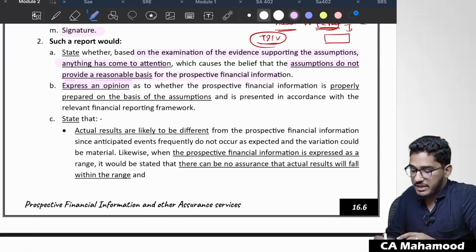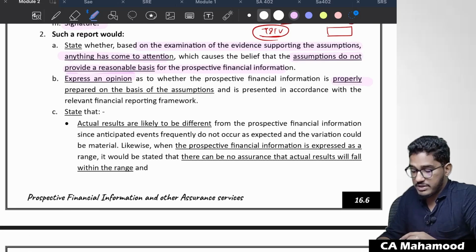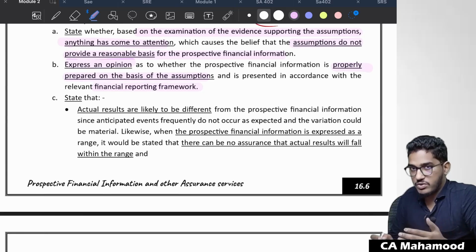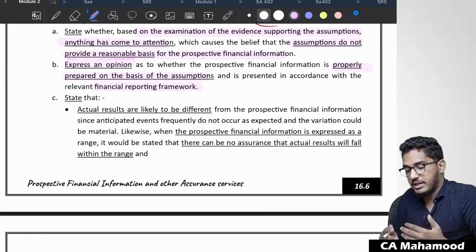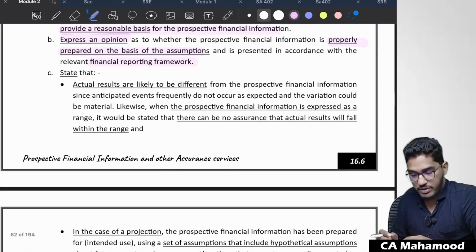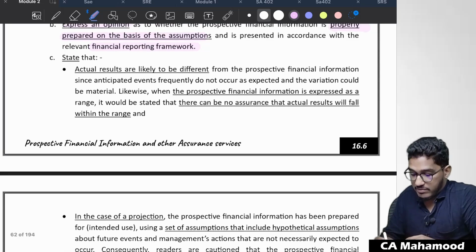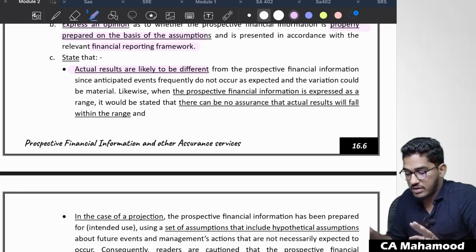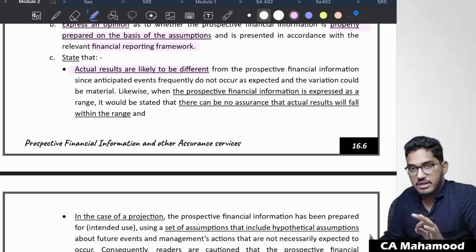And you have to express an opinion as to whether the prospective financial information is properly prepared on the basis of assumptions and is prepared in accordance with the relevant financial reporting framework. You have to express your opinion on whether the assumptions are reasonable and whether it is prepared in accordance with the applicable financial reporting framework. And particularly, you have to state that actual results are likely to be different from the prospective financial information, since anticipated results frequently do not occur as expected and the variation could be material.